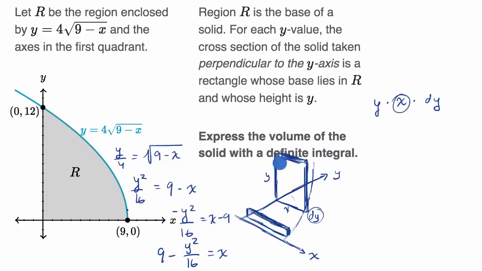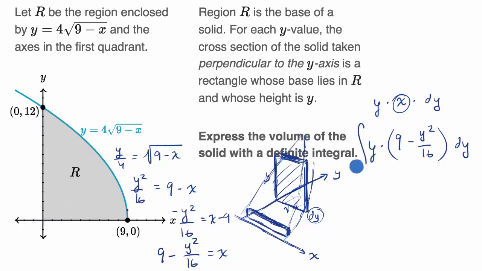So another way to express the volume of this little slice of infinitesimal depth, dy depth, is going to be y times 9 minus y squared over 16 dy. And if we want to find the volume of the whole figure, we're just going to integrate from y equals 0 to y is equal to 12. And that's all they asked us to do to express the volume as a definite integral.